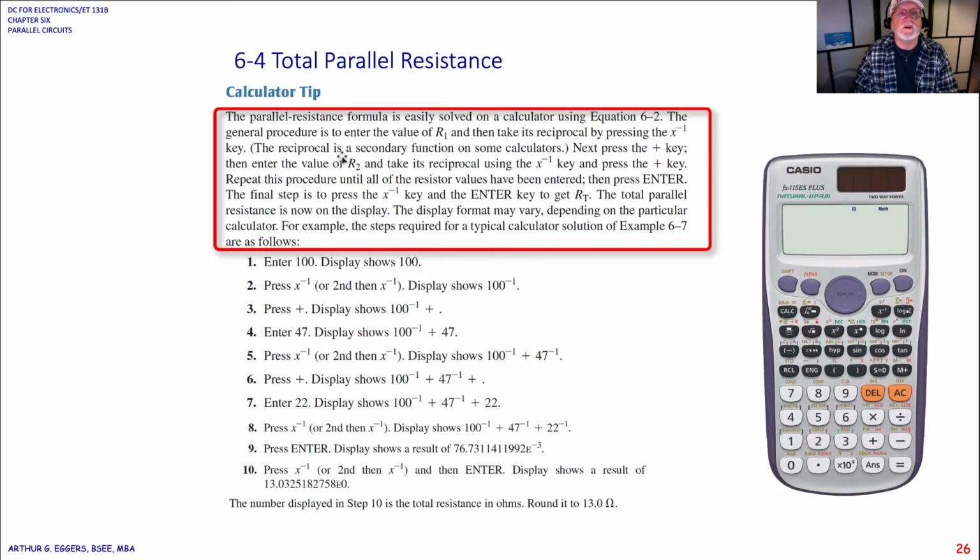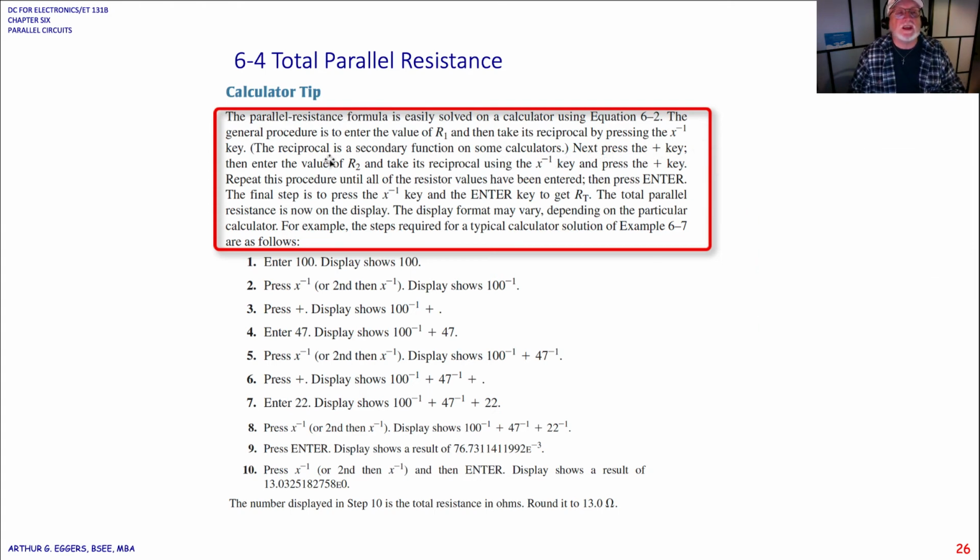The reciprocal is a secondary function on some calculators. So you may have to push a secondary key. On my old HP, it's a yellow button. On some of these others, like the Casio, you've got a shift button up here that's identified in yellow. So you may have to do that. But this calculator actually has it on the primary function, so you have it directly. So you next press the plus key and then enter R2.